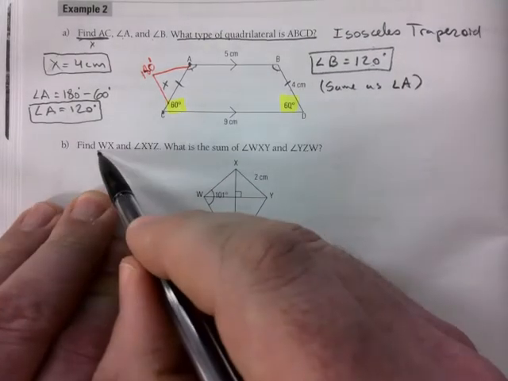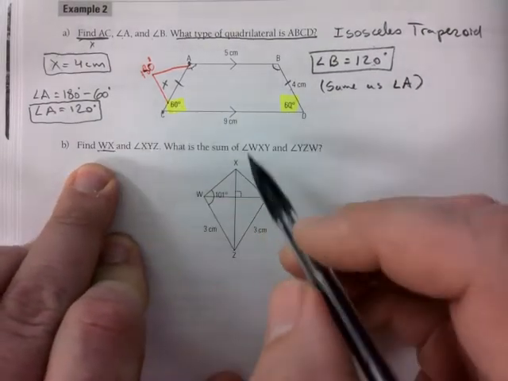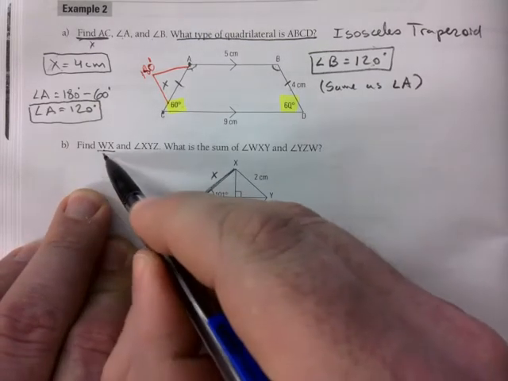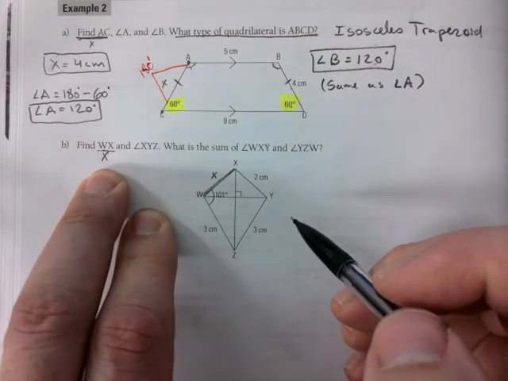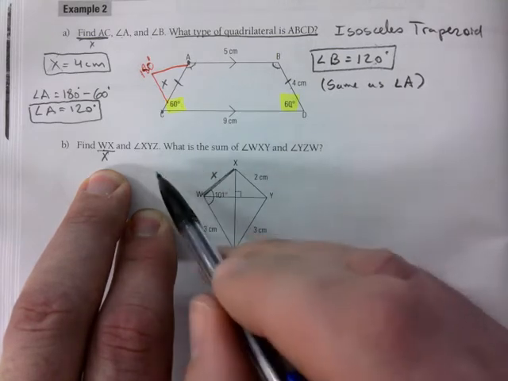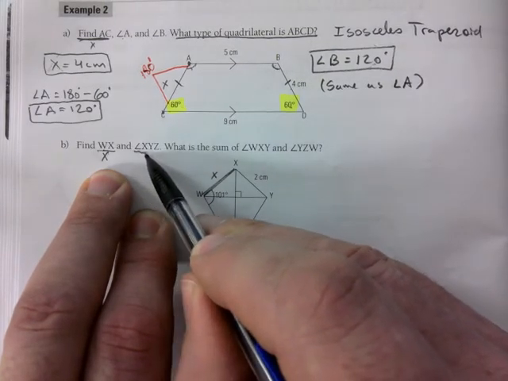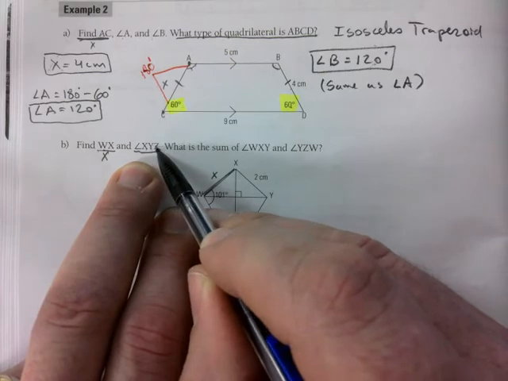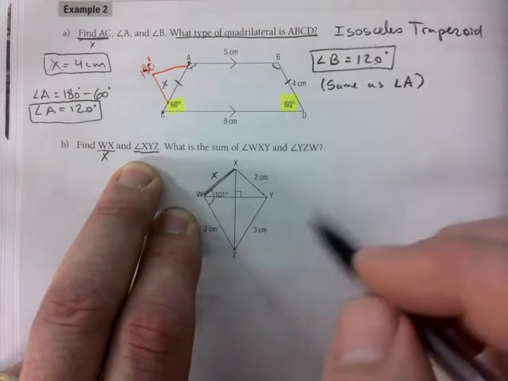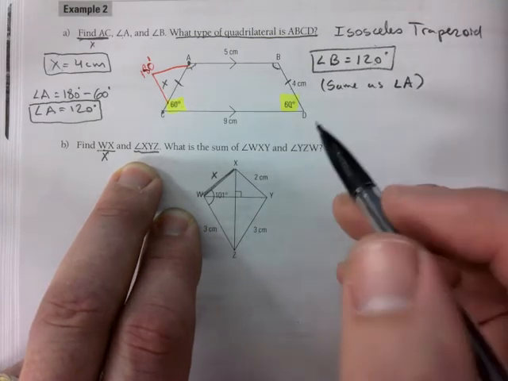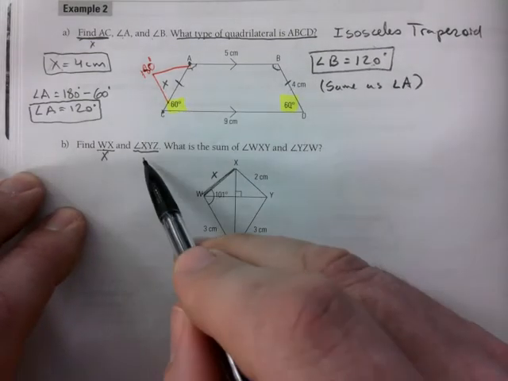Find WX. WX is just a side length. It's this stretch right here. Let's call that X. I encourage you to do that. It's much easier to work with. I want you to go and find this angle. Put your pencil where this angle is supposed to be. Angle XYZ. Take a second or two, look at your diagram, and just put your pencil right where it's supposed to be. And then we'll call it Y.